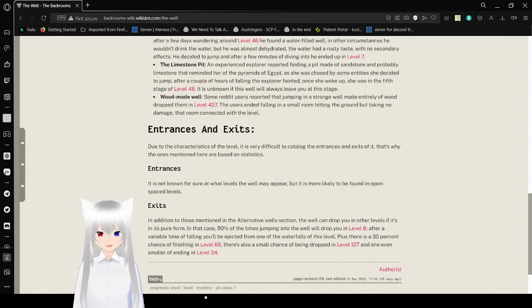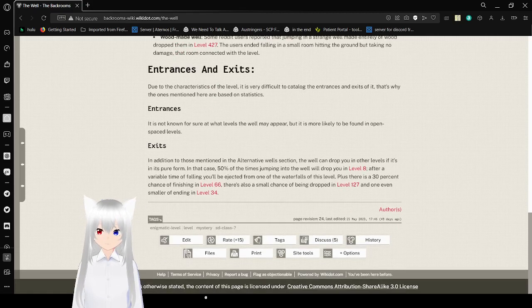Entrances and exits. Due to the characteristics of this level, it is very difficult to catalog the entrances and exits of it. That's why the ones mentioned here are based on statistics. Entrances. It is not known for sure at what levels the well may appear. It is more likely to be found in open space levels.